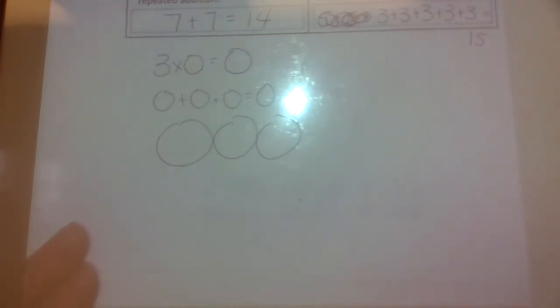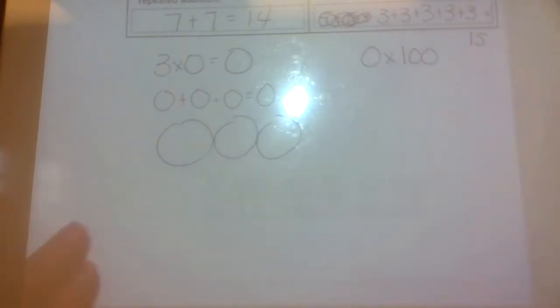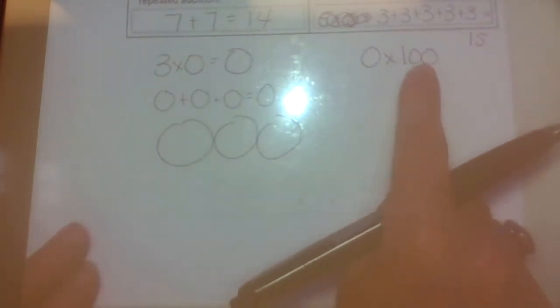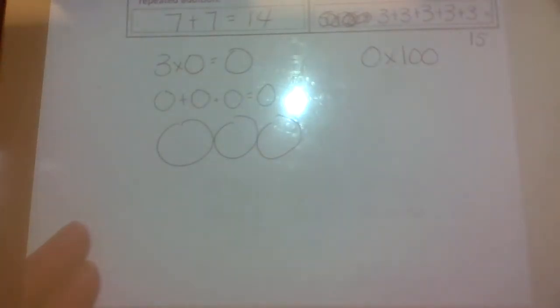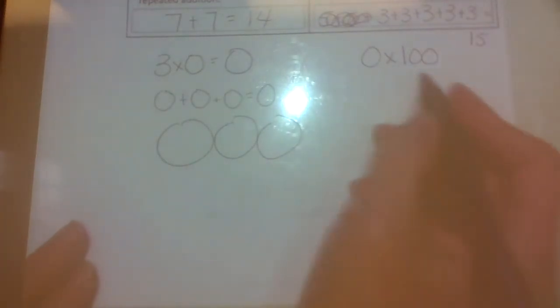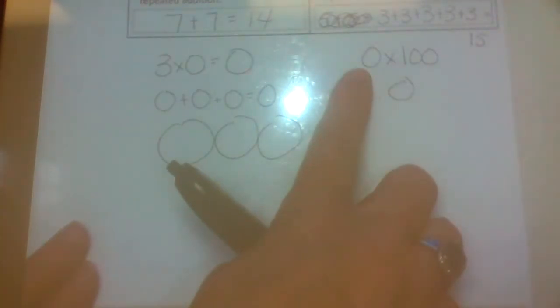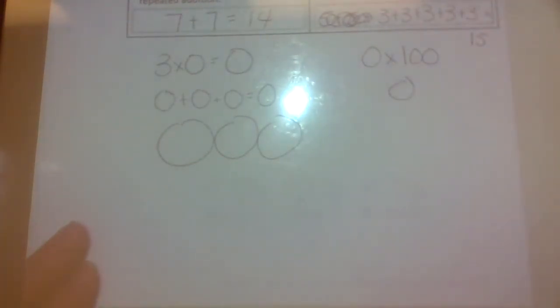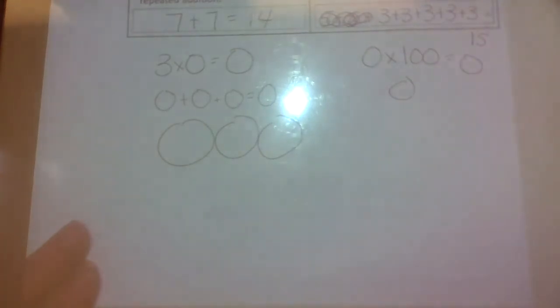All right, what if we did this one? What if we did 0 times 100? We're going to write the number 100. How many times are we going to write it to add it? 0. So do we write it? No, we don't write it. So what do we have? 0. If we were to do equal groups, how many equal groups are we going to draw? 0. Can I put 100 in a group? No, because there's no group. So 0 times 100 equals 0.